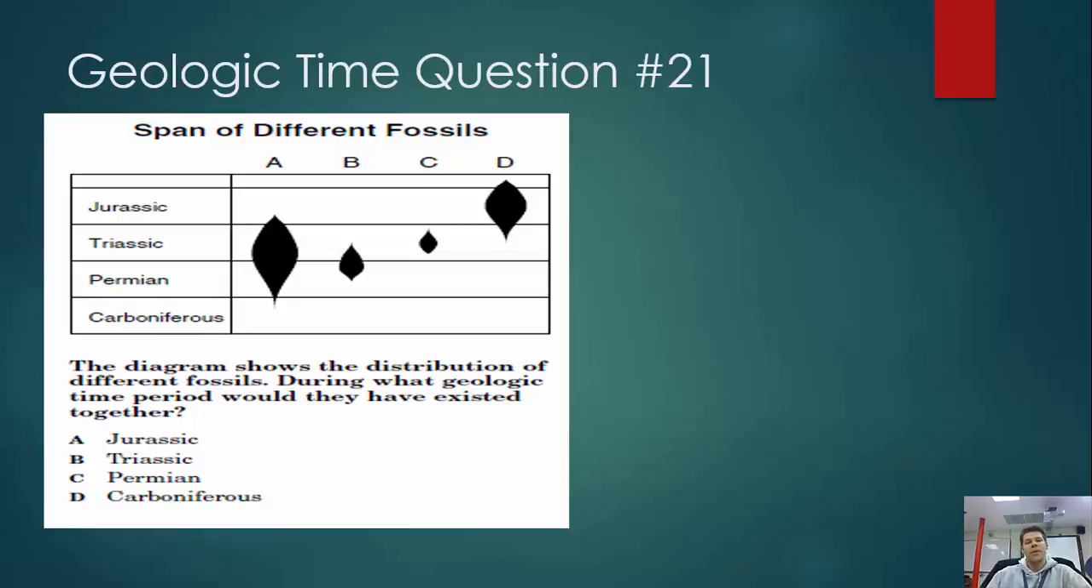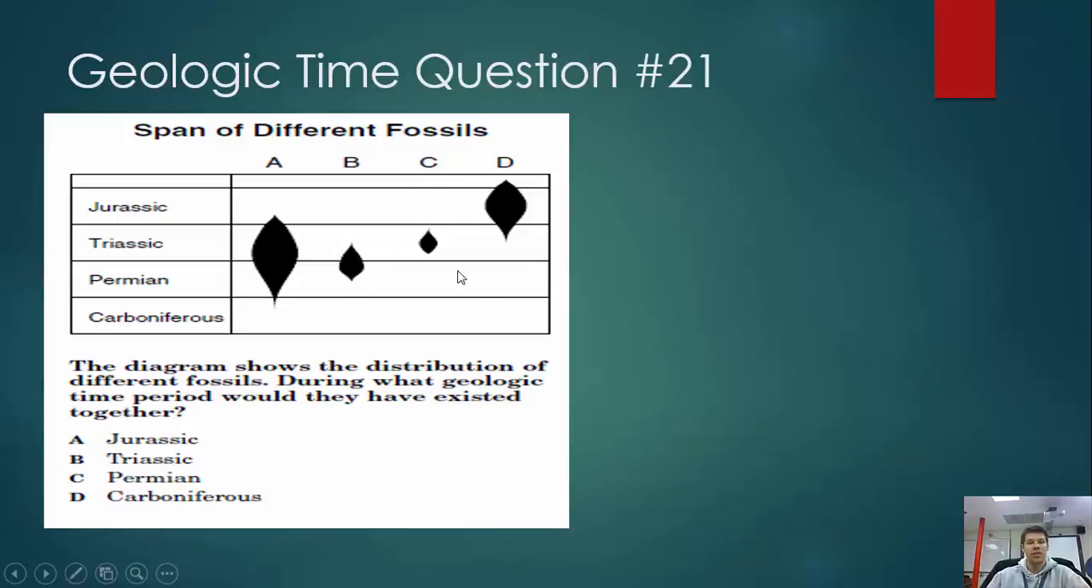We have a charts and graph question that's asking what geologic time period, like Jurassic, Triassic, Permian, or Carboniferous, did all of these species survive and live at the same time? Alright, so we got species A, which began in the very end of the Carboniferous period and lived through the Permian and the Great Extinction into the Triassic, and even all the way a little bit of the species survived into the Jurassic. Species B really only lived in the Permian and the Triassic.